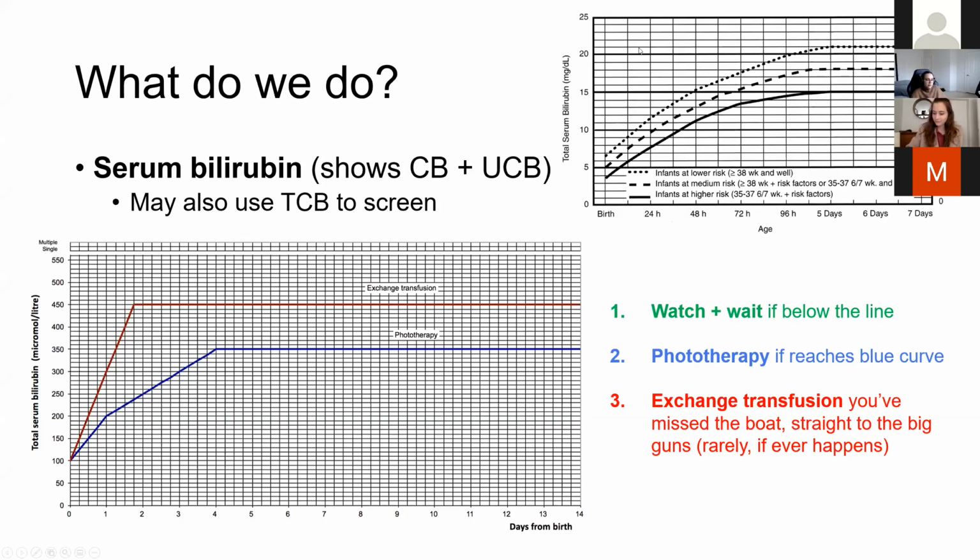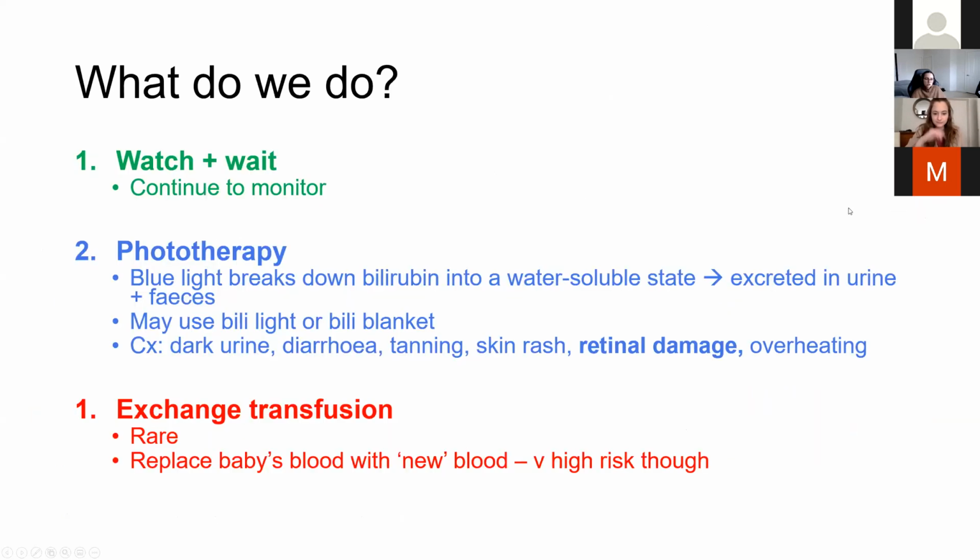Another thing to remember is that there are different graphs based on the risk level of the baby. Premature babies have a lower graph because they're at higher risk. So we're a bit more conservative with them versus babies at term, who we can be a little bit more lenient with.